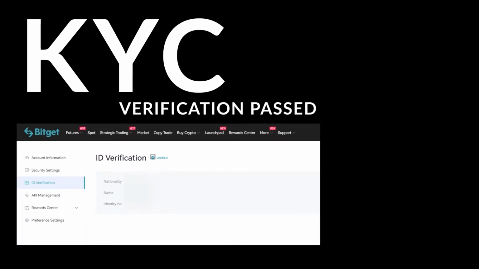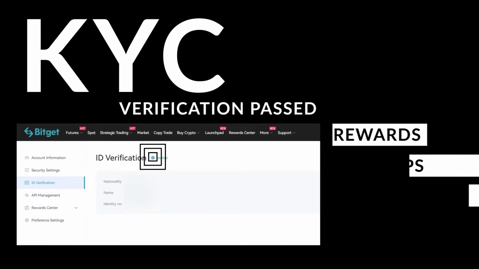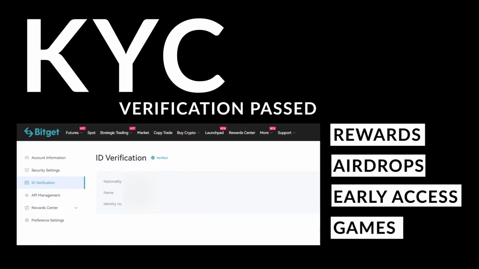Also, make sure that you have passed KYC verification, not only because you will get rewards for it, but it will unlock a lot of cool features in the future.